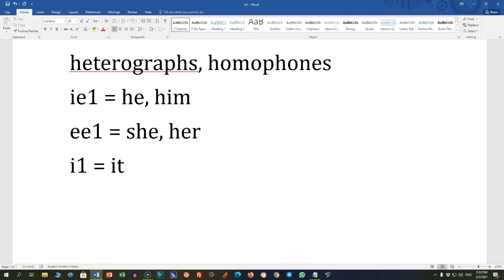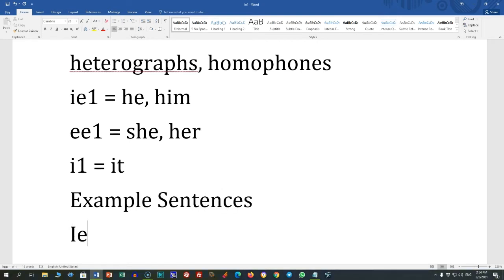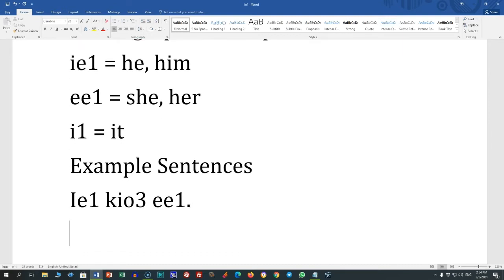And here, let's see some example sentences using E. E, kyo, E. In this sentence, we can tell which E is which. This sentence means he calls her.